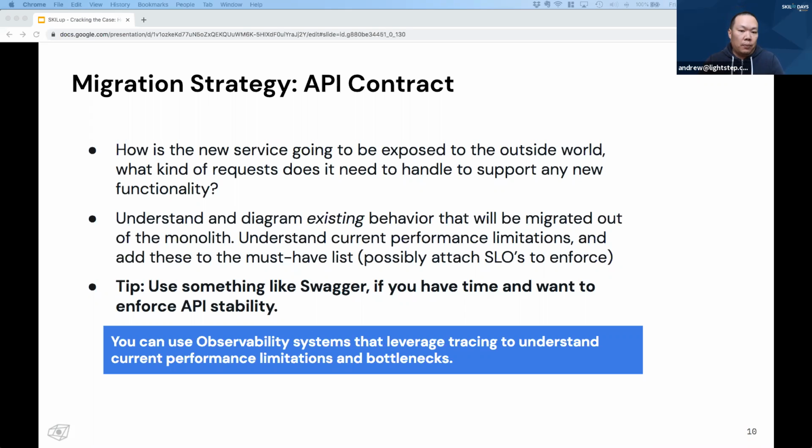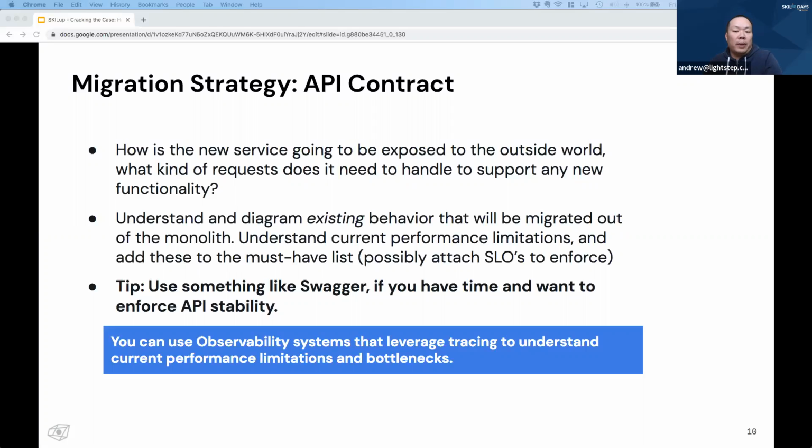If you have time, we would recommend using something like Swagger to enforce your API stability. There are also tools that help integrate Swagger into your code base, so your API definitions live right next to your code. This helps enforce API stability, as well as letting everyone know the status of your API definitions as you're building them.